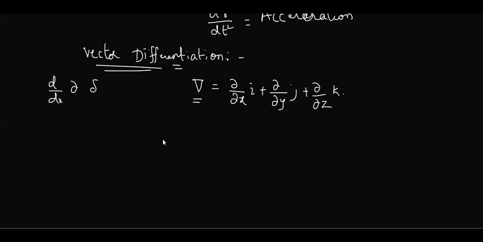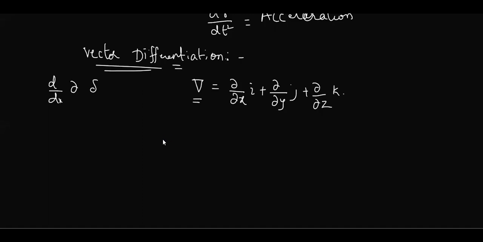Now I'll take this del and operate it on some scalar function and some vector function. For a vector function, I have two types of products: dot and cross product. We'll apply them and get some quantities, which are defined as some terms. That is the first part. It's very simple. So is the expression for del clear to you? This is fixed throughout this topic.